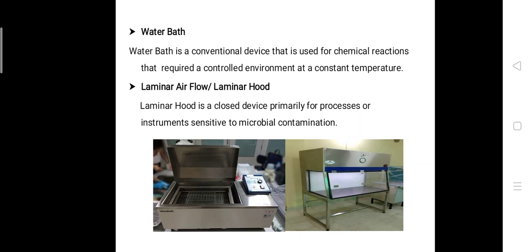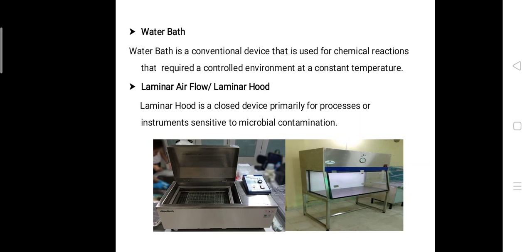Next we have the laminar airflow. This laminar airflow is a closed device primarily for the processing of instruments that are sensitive to microbial contamination. Here we can see the given picture of the laminar airflow, which is made of stainless steel, avoiding joints and corners to prevent the accumulation of bacterial spores. It creates a sterile environment with the flow of sterile air through a high efficiency particulate air HEPA filter and a shortwave ultraviolet germicidal lamp that sterilizes the workstation.